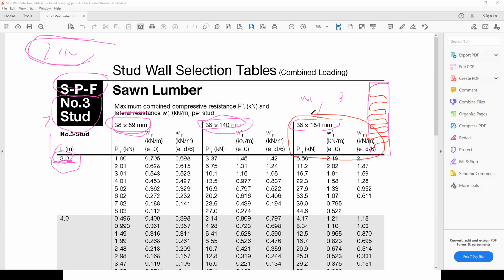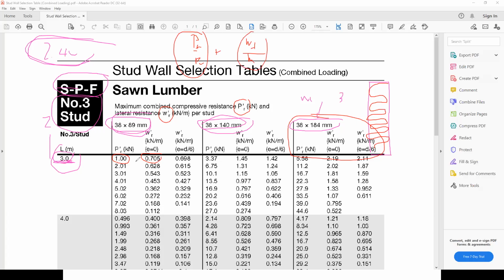Okay, so that's #1. #2, here the maximum PR', PR prime and WR prime. What they did here, which is smart, is you'll notice that if the PR prime is small, the WR prime is big. If you look at the equation, PF over PR plus MF over MR and all that, you can appreciate that if this ratio is small, then this ratio can be big.